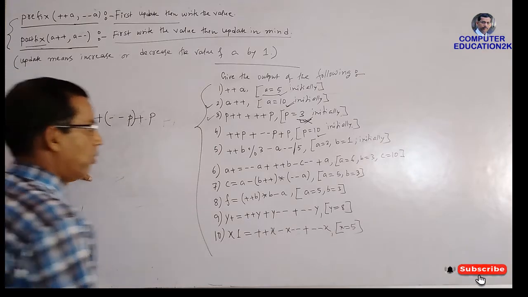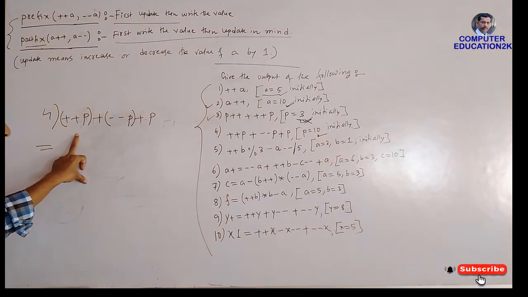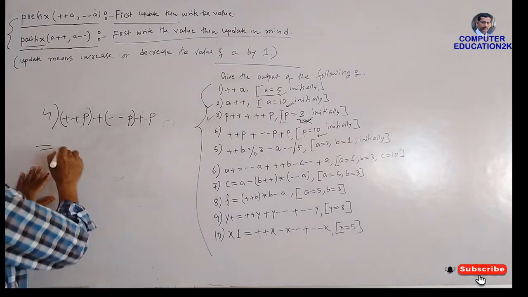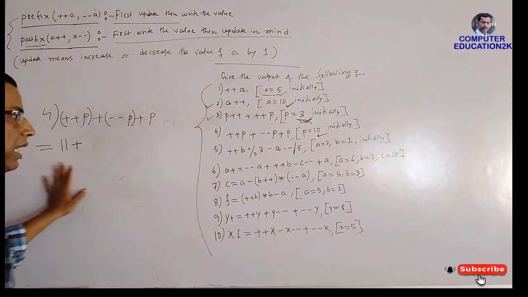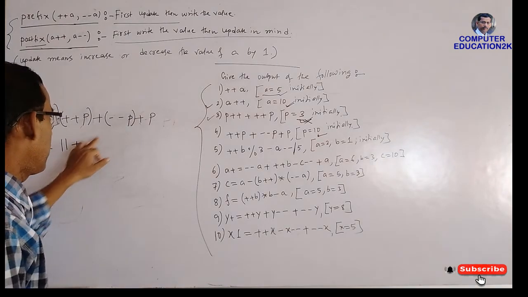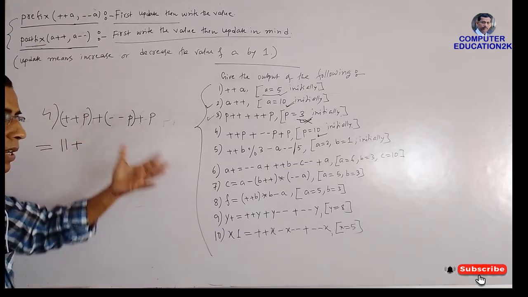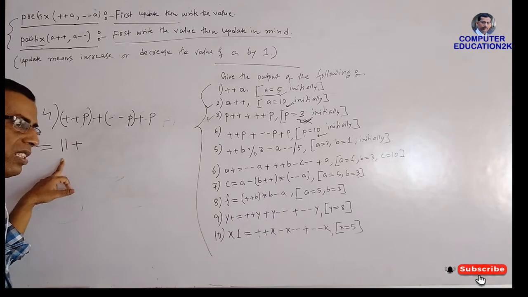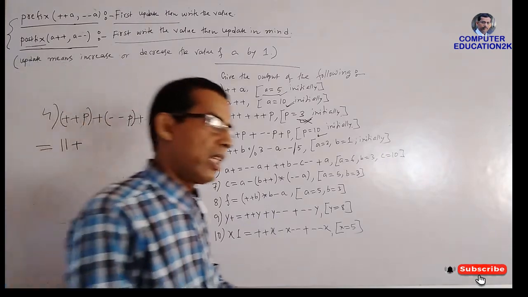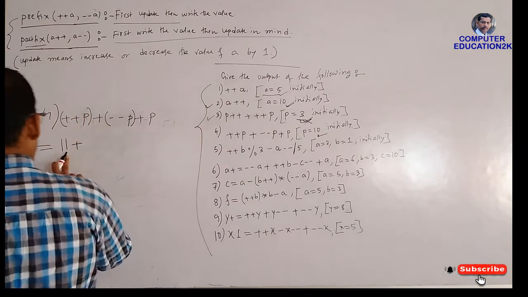++P, what is the value of P? P is 10. So first increase means first make it 11 and then write. Now P has become 11. Then the plus sign. Then --P. First update means first decrease. What is the value of P now? 11. Once the value has increased, that is the final value.